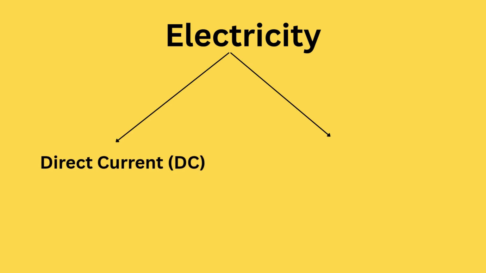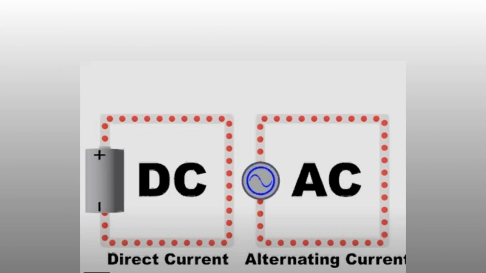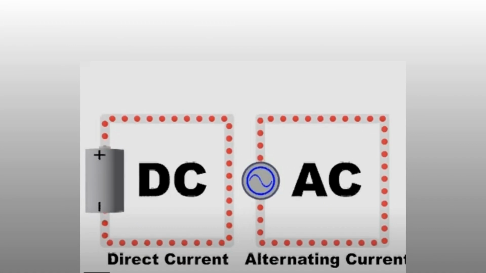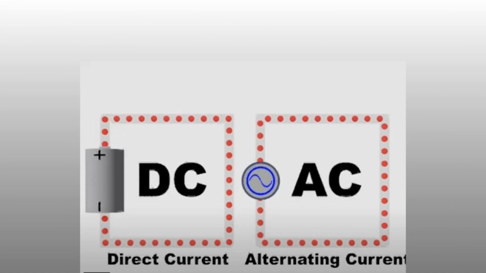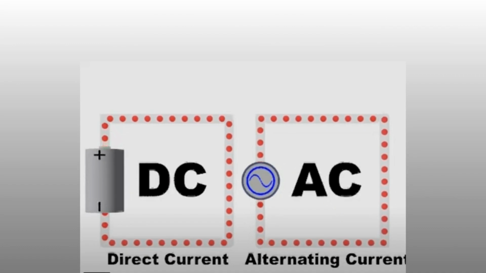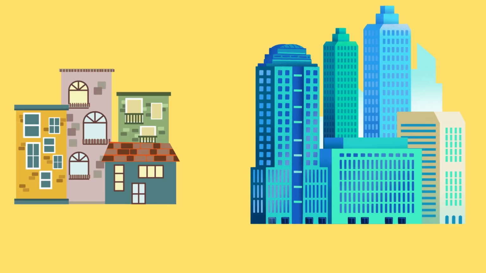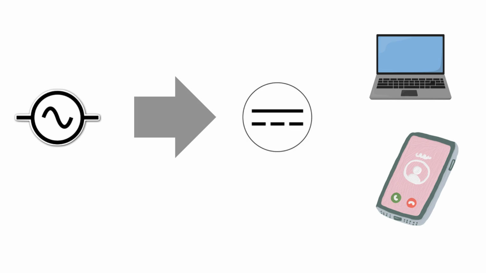Finally, electricity can flow in two different ways: direct current, or DC, and alternating current, or AC. In DC, electrons move in one constant direction, like the current from a battery. In AC, the electrons change direction rapidly, in most homes 50 or 60 times per second, depending on where you live. AC is used to supply power to our homes and businesses because it's more efficient to transmit over long distances. Inside devices like your phone or laptop, AC is converted back into DC because that's what electronics use.